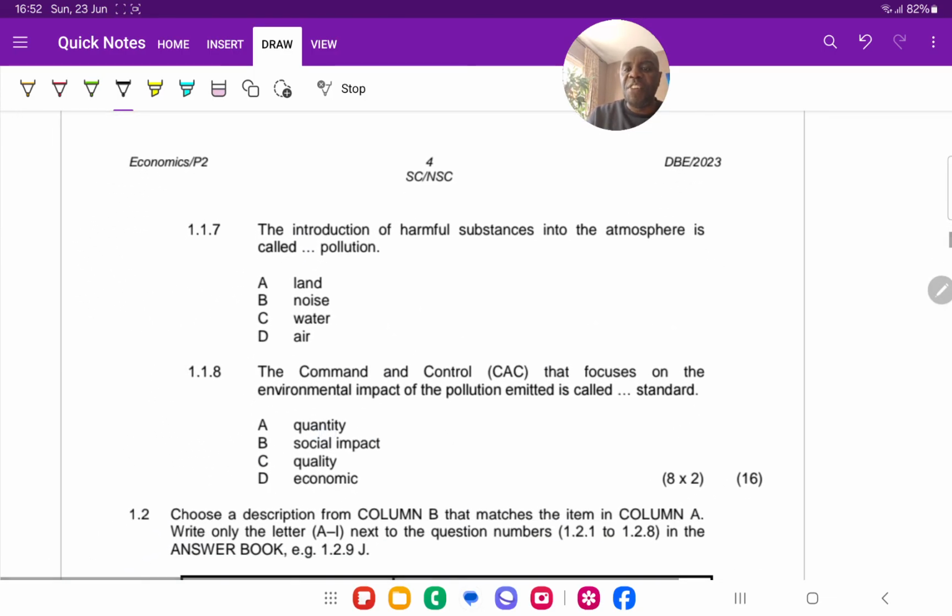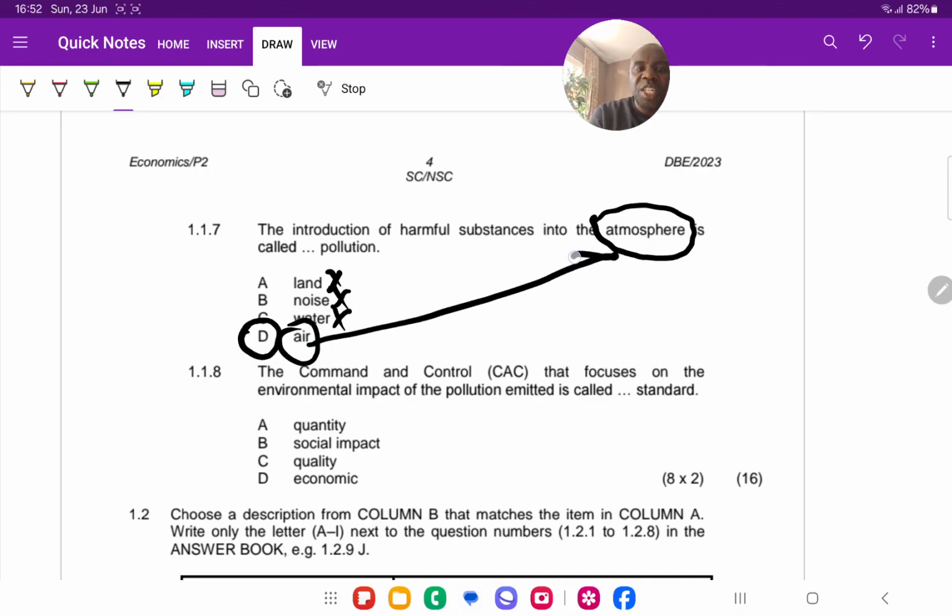Let's move on to the 7th one. The introduction of harmful substances into the atmosphere is called. So we're talking about the atmosphere. It cannot be land. It cannot be noise. It cannot be water, but it can be air pollution because we are looking at introduction of harmful substances into the atmosphere. It's called air pollution.